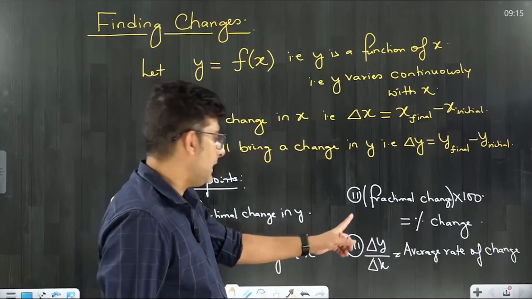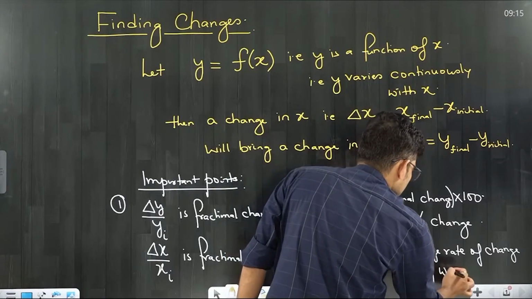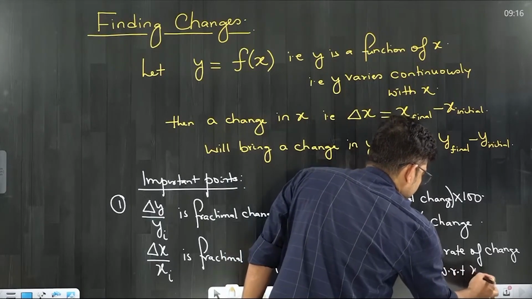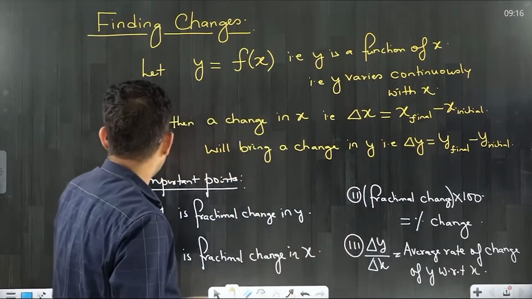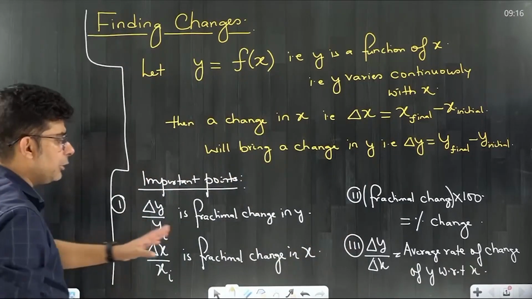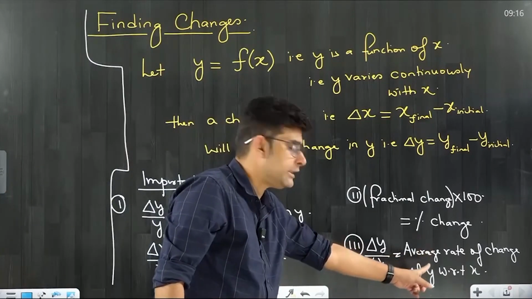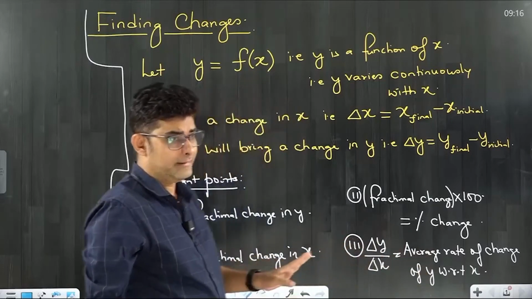Okay, so this is the average rate of change of y with respect to x. These are some important points which I am writing over here. So focus on this and try to remember this. Delta y by delta x will be called the average rate of change of y with respect to x.